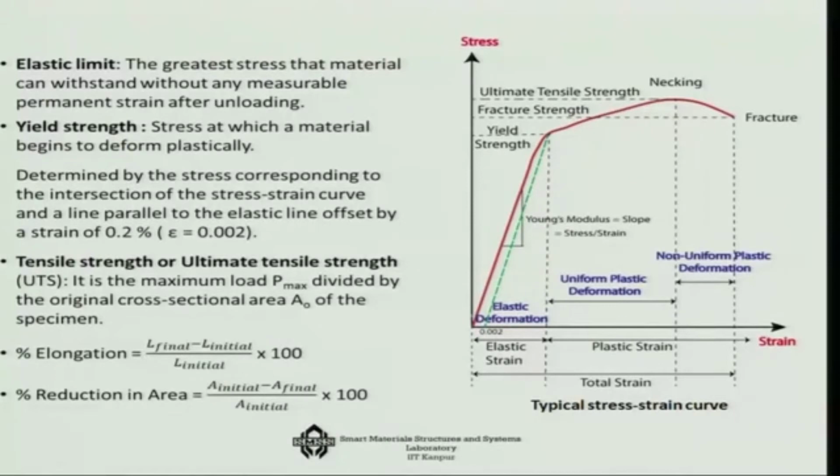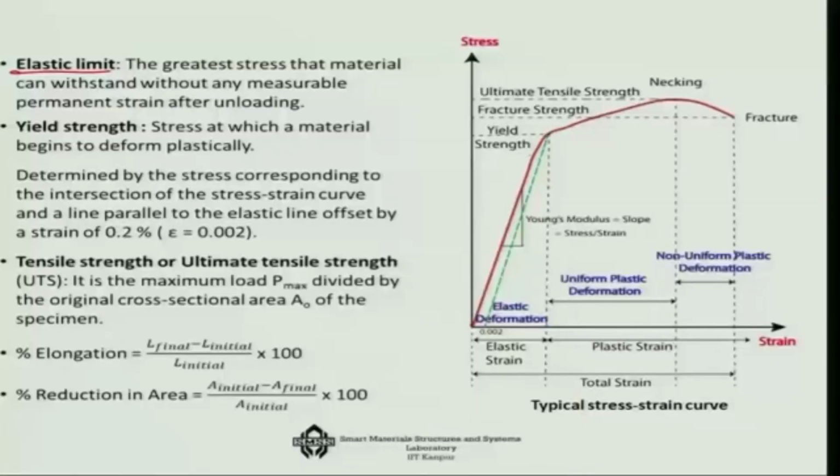So, you will see that there is an initial region where, if you unload the material, it will come back to the same point, and that is known as the elastic limit. That means the maximum stress that it can withstand without any measurable permanent strain after unloading. Now, in the elastic limit, there are two regions. Up to some point it is perfectly linear, and beyond that it is slightly nonlinear, but still if you release in the nonlinear region, it will come back to its original position. That is what defines the elastic limit.